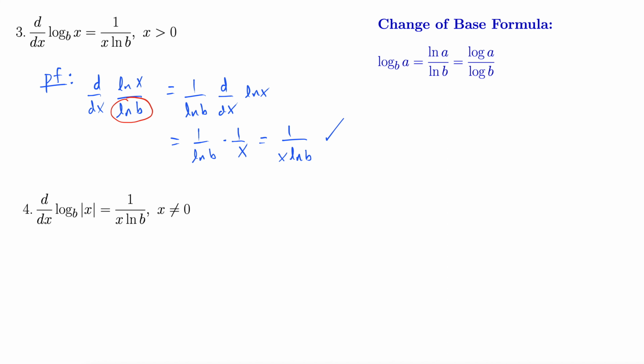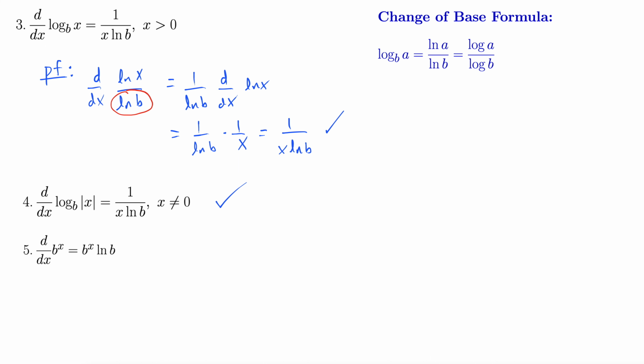Number 4 says d by dx of log base b of absolute value of x is equal to 1 over the quantity x natural log b. And now this holds for x not equal to 0. That x not equal to 0 simply comes from the domain of log base b of x. And the proof for this is exactly the same as in number 2 where we did natural log absolute value of x. So I won't repeat it here, we'll just accept this one as proven.